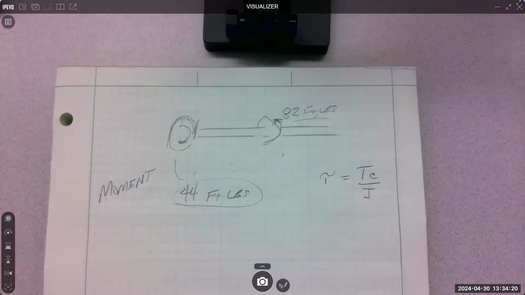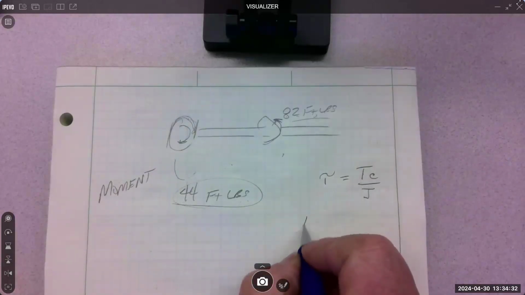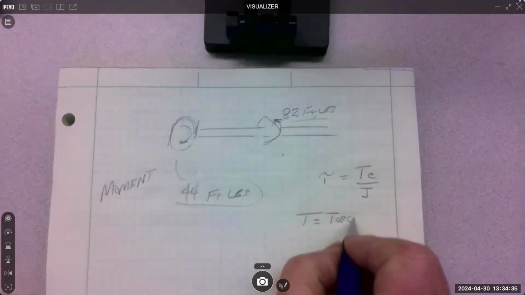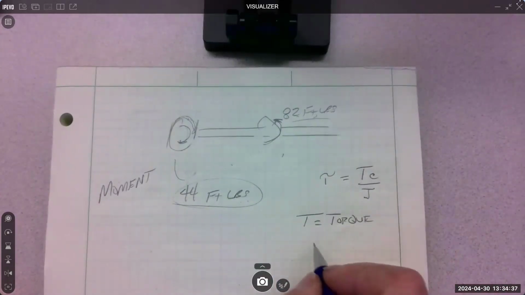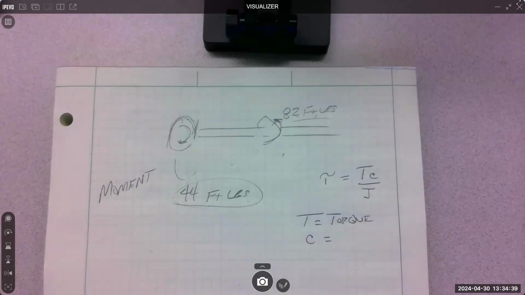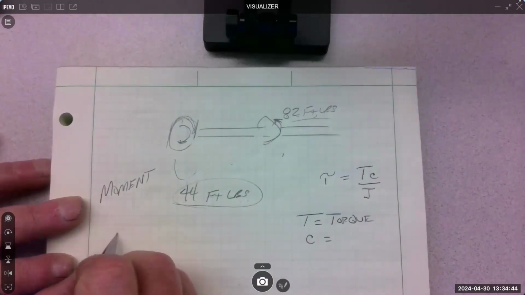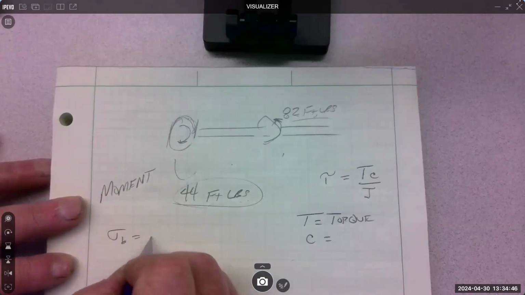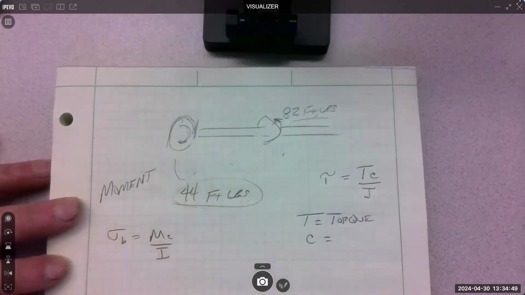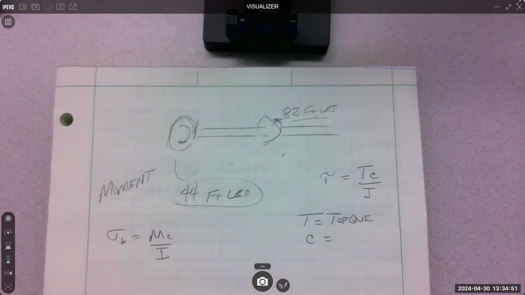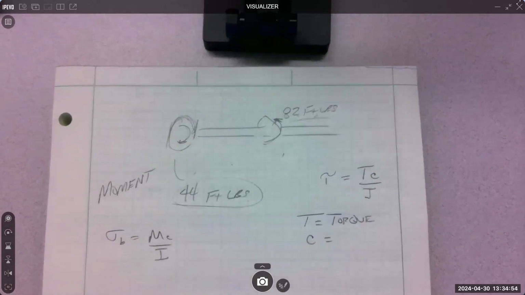What's interesting is they switch. For torsion, they switch from moment to torque. Same thing, people. Torque is a moment. Moment is a torque. But the T stands for torque. The C, anyone remember what C was in the bending stress equation? Have we done bending stress yet? Not yet. MC over I, we're heading that way. No, the C, what was C? Anyone remember?